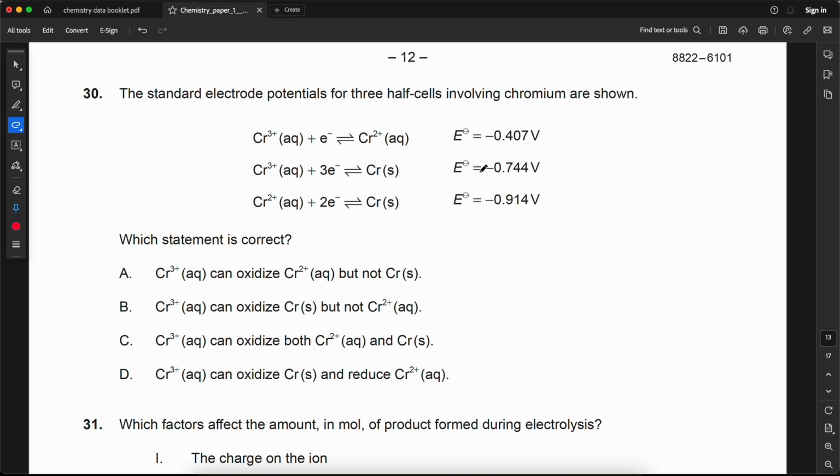If we compare, negative 0.744 is higher compared to negative 0.914. Therefore, Cr3+ will be able to oxidize Cr. But it cannot oxidize Cr2+ because between this number and this number, it's lower. So the answer is B. It can oxidize Cr, but cannot oxidize Cr2+ because it has a lower potential number.